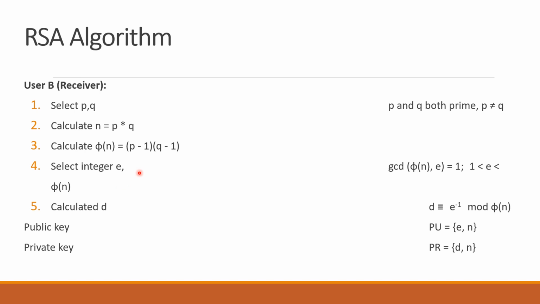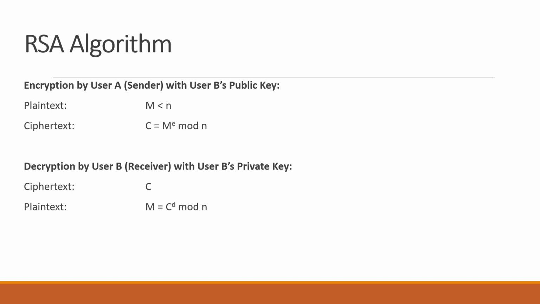Using this e, encryption will be done, and in the decryption part I will be using the d value, which is calculated with the help of the formula d is congruent to e inverse mod phi of n. Using this I can calculate the d value. Since my D and E values have been given, the public key pair is E comma N, and the private key is D comma N, where the public key will be used for encryption and the private key will be used for decryption.